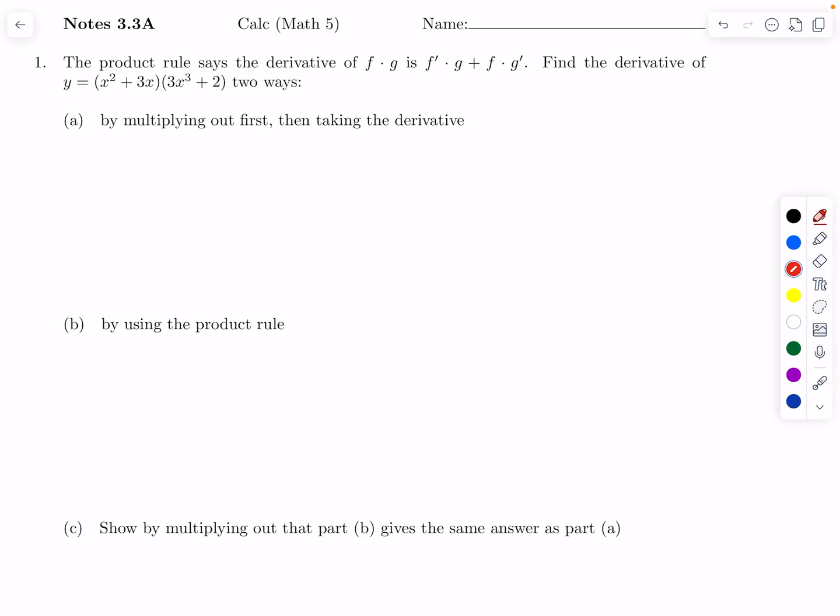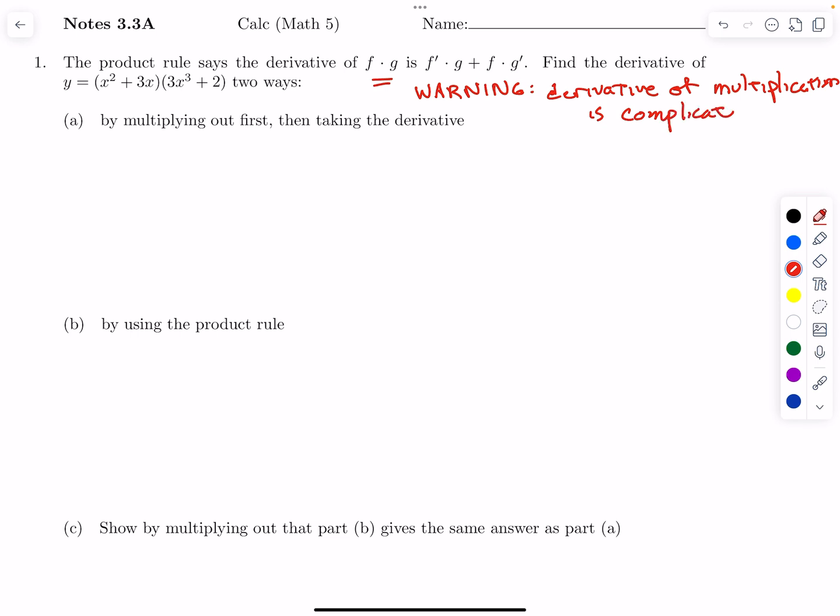Okay, we are looking at 3.3a. The product rule is how you actually take the derivative of multiplication. You got to be careful, it's not f prime g prime. We've already seen that once or twice, but you got to be careful. Okay, let's just show what's going on.